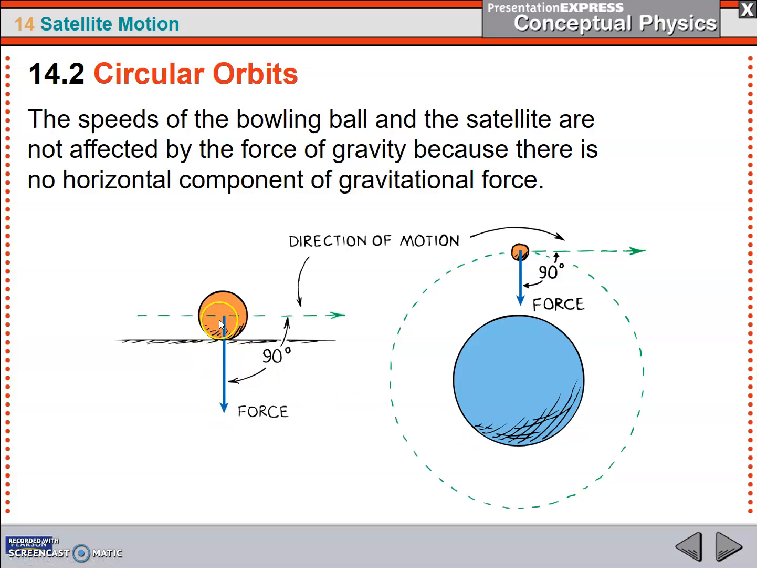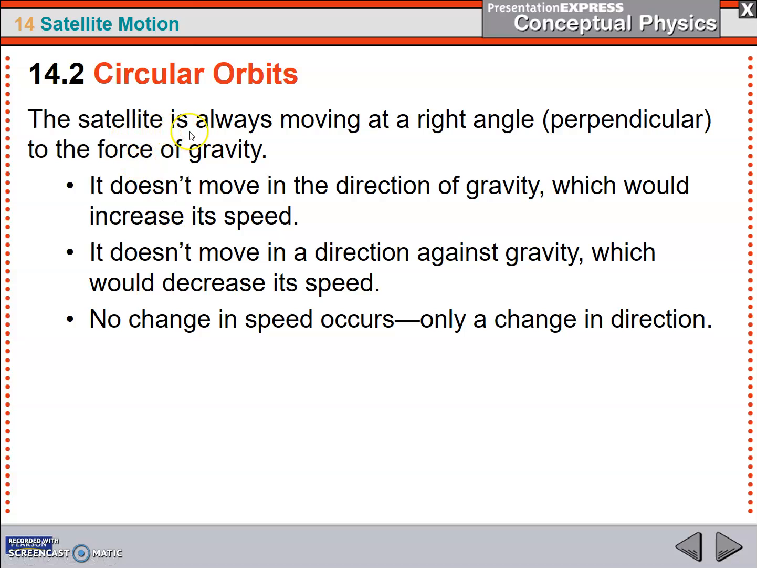And there's the picture. Gravity force is pulling it straight down, but as it's moving down the alley, it's going perpendicular to this, 90 degrees away. So the speed of the bowling ball and the satellite are not affected by the force of gravity because there is no horizontal component of gravitational force, something going side to side there. So the satellite is always moving at a right angle, perpendicular, to the force of gravity. It doesn't move in the direction of gravity, which would increase its speed.